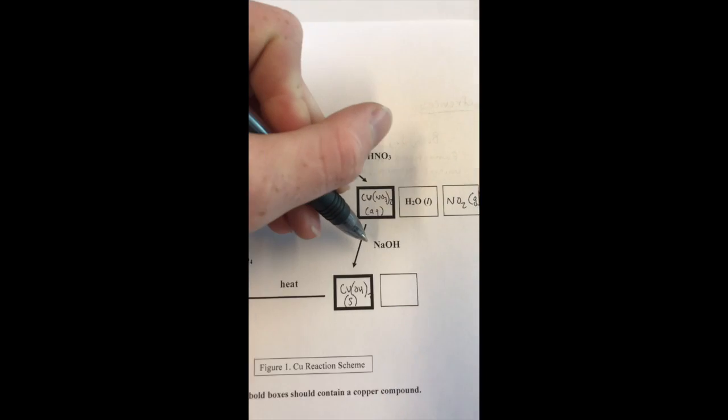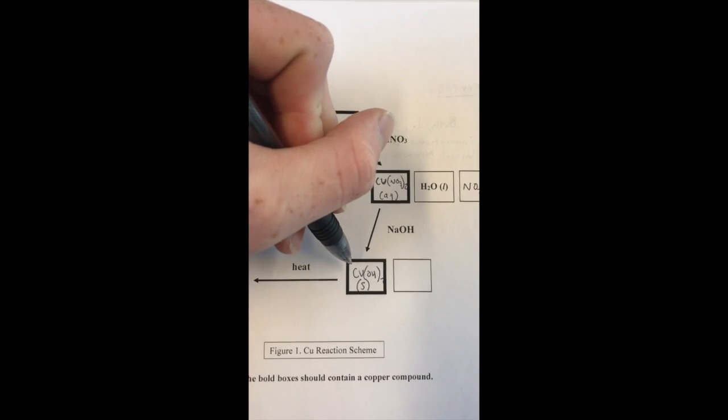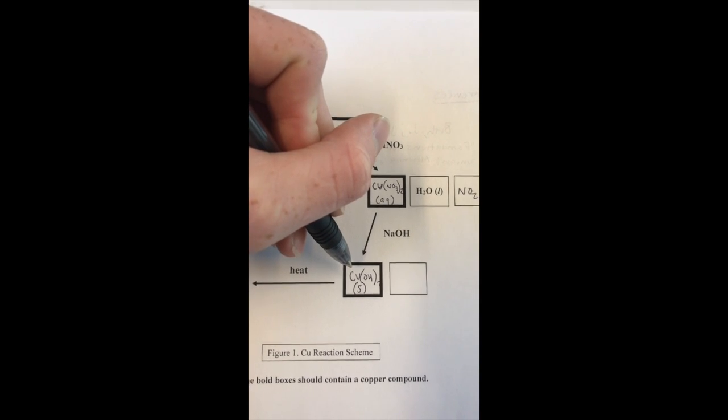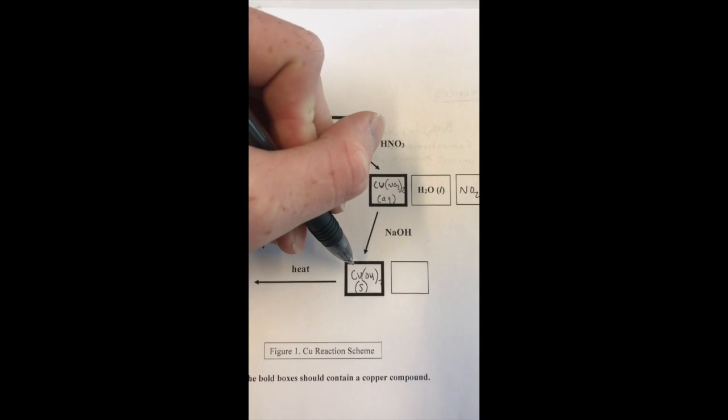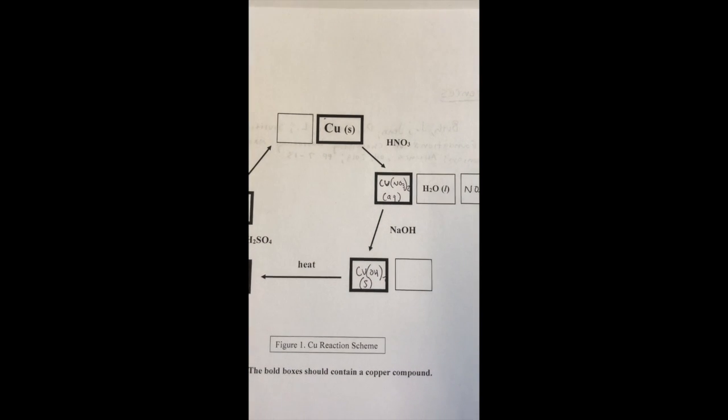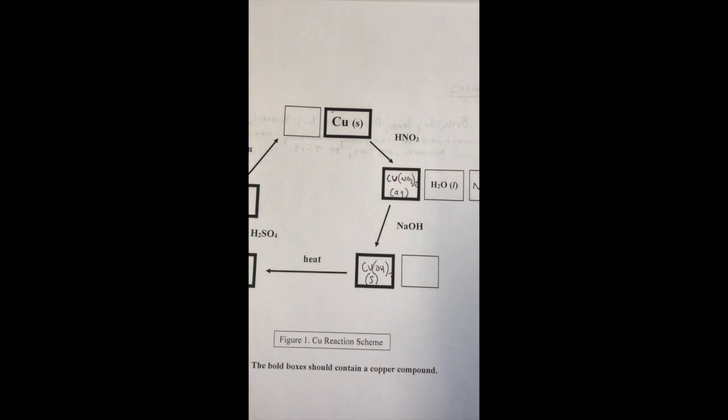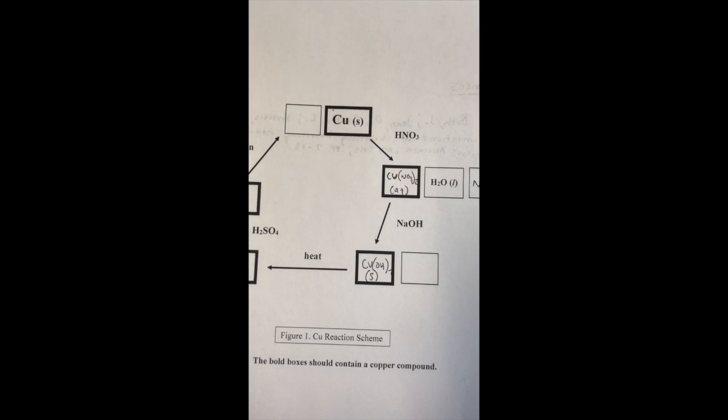So after that, we added NaOH, getting Cu(OH)2, and that is a solid. And we got that because after we did that, it was a black water insoluble salt, and it was kind of squishy at the bottom. So that's how we told that.